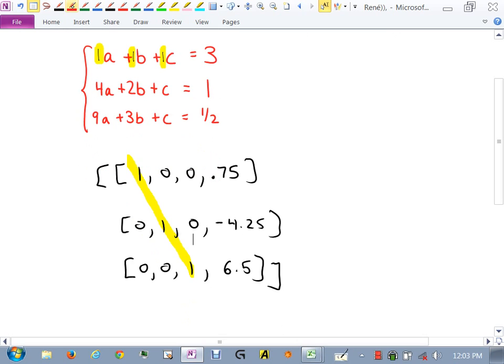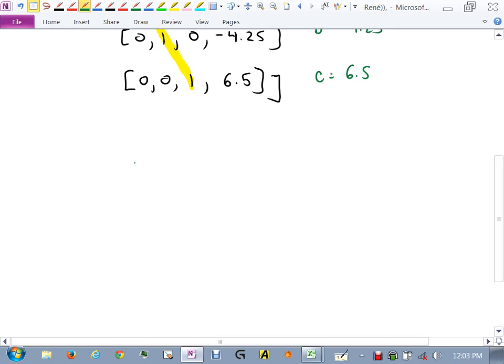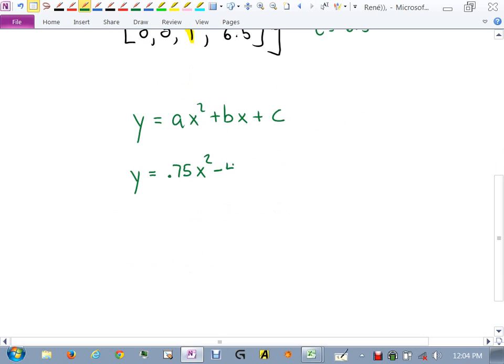A, B, C. So the original function, what we have here is A is 0.75, B is negative 4.25, and C is 6.5, which means that our function, our quadratic, is y equals ax squared plus bx plus c. We didn't know what A, B, and C were, right? We didn't know, but now we do. 0.75, go back to the original, replace A, B, and C with what you just got.